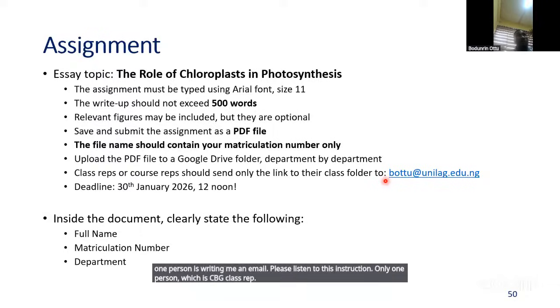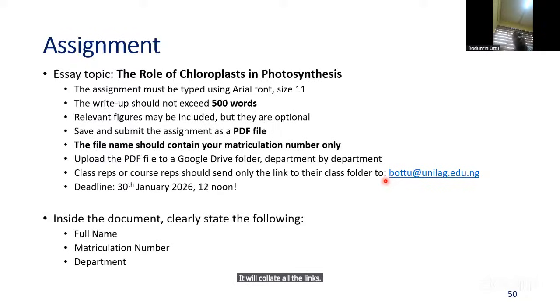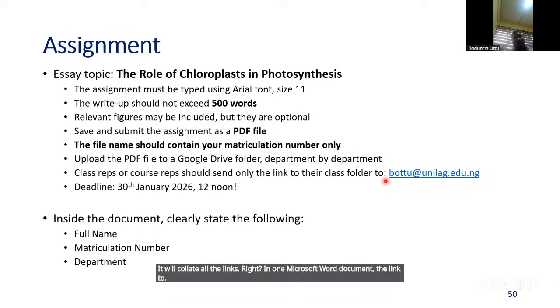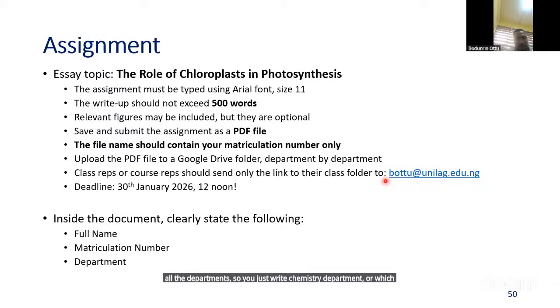It will collate all the links in one Microsoft Word document, the link to all the departments. So you just write chemistry department or whichever department, in this MBBS, you put the link to their Google Drive folder. Marine, you put the link like that. And then in that Microsoft Word document, you send it to my email on the 30th of January by 12 noon. This means that all class reps should have sent that link. It is a link you can create today, right?